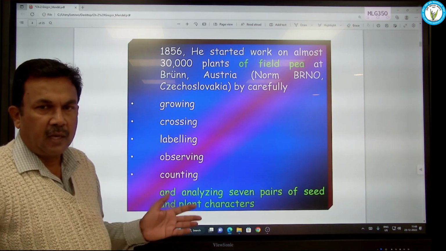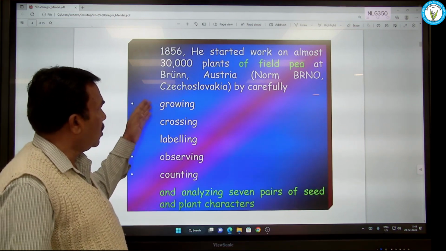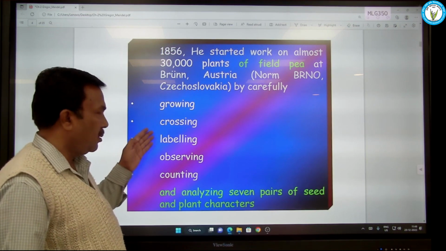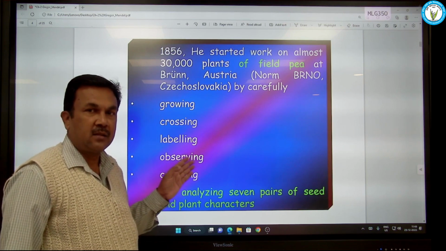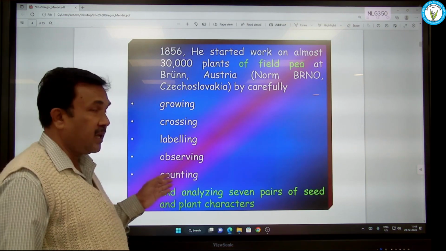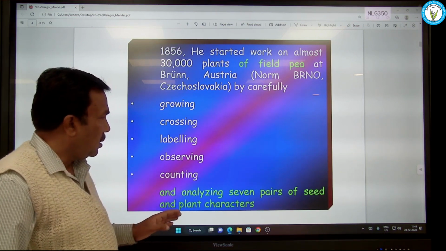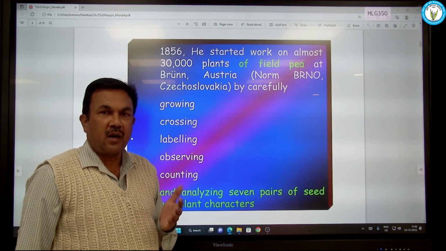So how did he conduct his experiment? He collected some seeds of pea, pure varieties. He grew those lines and made the crossing, with proper labeling. Then he observed the characters plant by plant, and whatever he harvested he counted plant-wise. So in his study he used 7 pairs of contrasting traits.